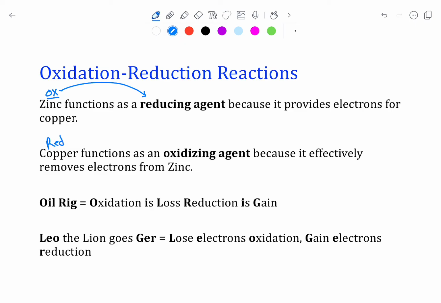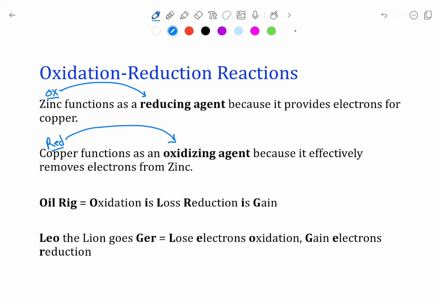Copper then functions as the oxidizing agent. So copper was being reduced. So it functions as the oxidizing agent because it effectively removes the electrons from zinc. So it accepted those electrons. It gave the electrons a place to go, allowing the oxidation to occur, allowing zinc to lose its electrons. So whatever is being reduced is the oxidizing agent. And that is always what's going to happen. If it's being oxidized, it is the reducing agent. If it's being reduced, it is the oxidizing agent.